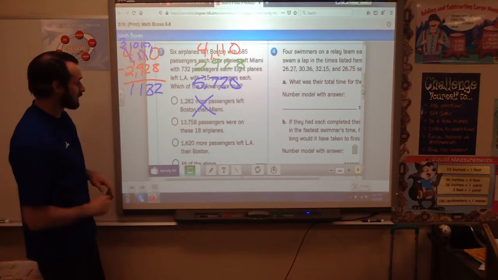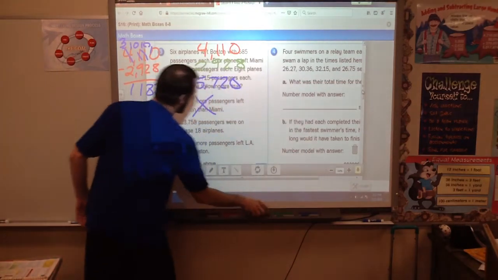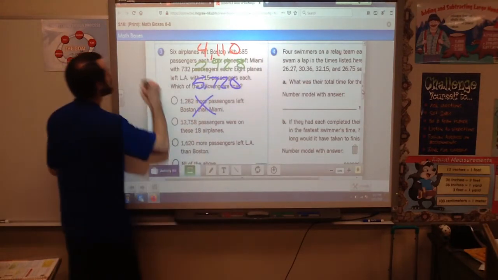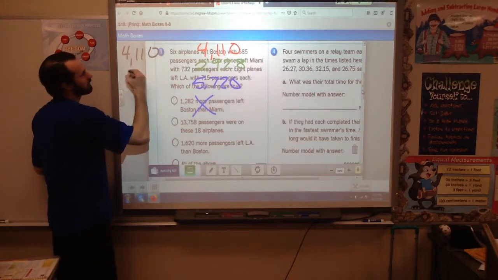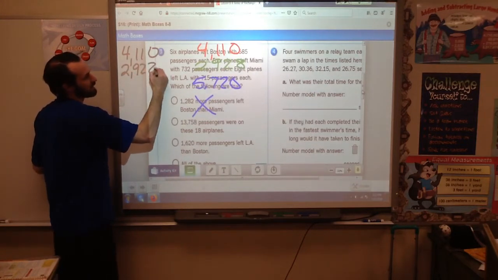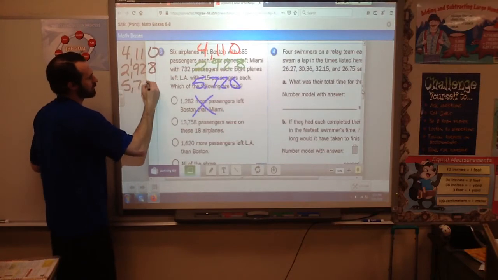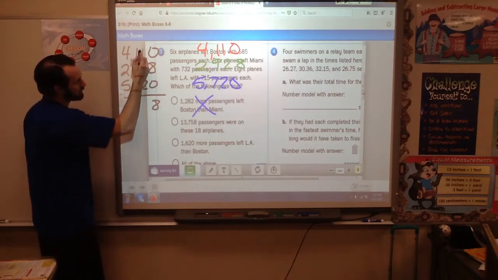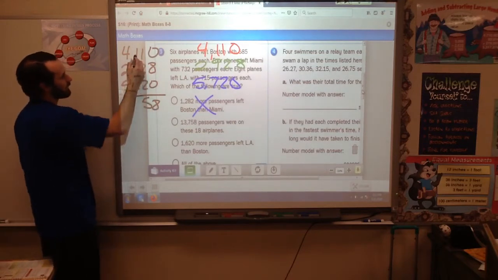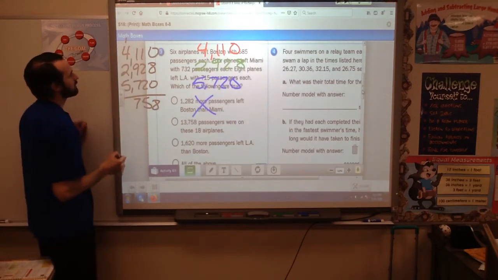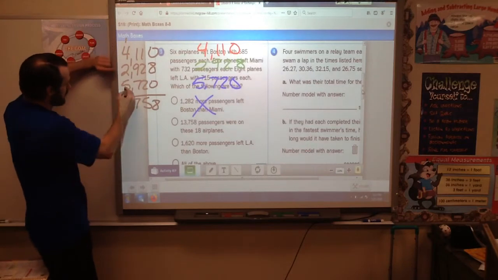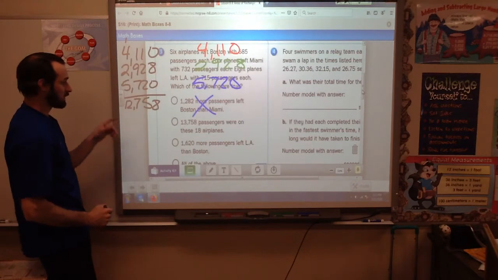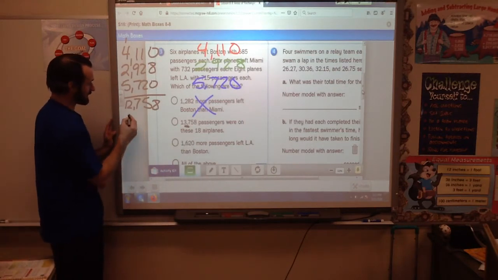This one says 13,758 passengers were on all those flights. That's just added. So 4,110, 2,928, 5,720. 8, 2 and 2 is 4, plus 1 is 5. It's 10, 17, carry that. 5, 10, I get 12,758. So again, the difference there is that's a 13, that's a 12.